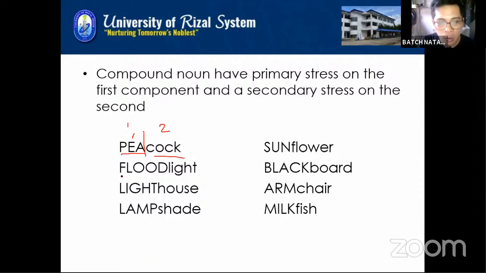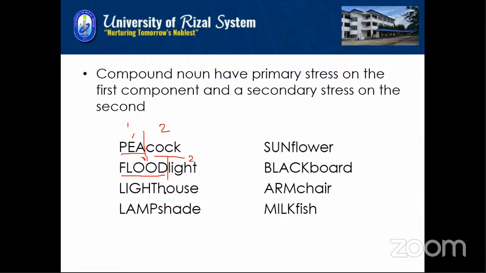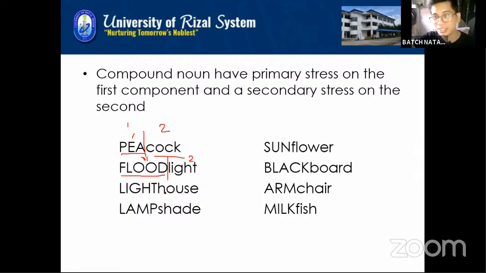And then the second one is these words. The first component is flood and the second component is light. According to our rule, the stress falls on the first component. So we say floodlight, floodlight. So you see that there's a variation. Here there is a stronger stress, while here there's a lesser stress.